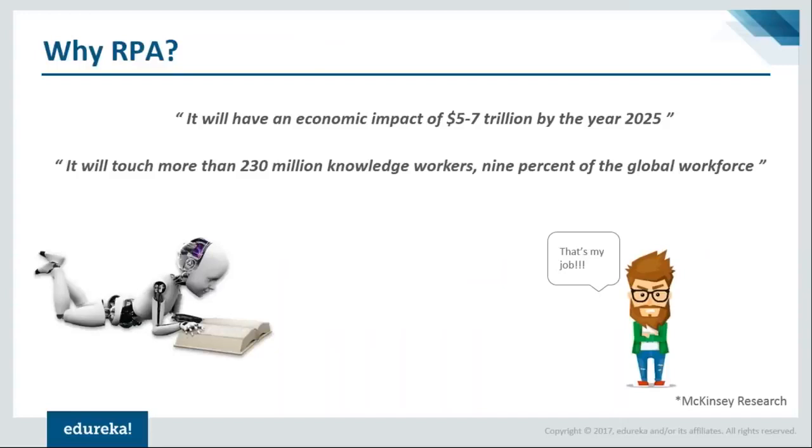All right, so don't get scared with this line because it says it will touch the jobs of 230 million workers. What that basically means is that whatever tasks you are doing today, maybe you'll not be able to do them tomorrow. Tomorrow you might be doing a different job, or a different set of tasks will be expected from your job, right? So this is what it means that it will touch more than 230 million knowledge workers. That is basically 9% of the global working population, right?